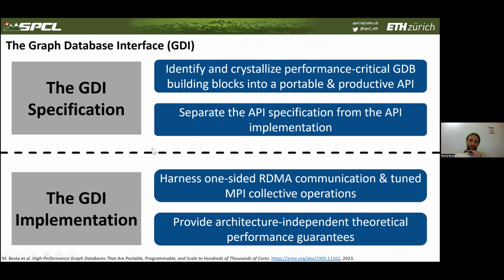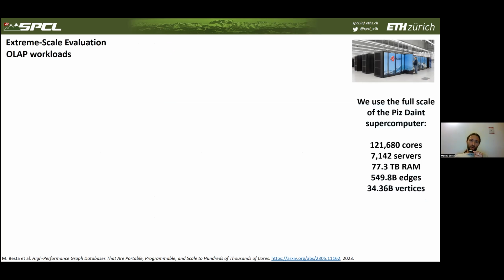And then we separate the API and specification from the implementation, to ensure productivity on one hand, and portability on the other. So the specification itself is fully independent of any architecture underneath. And then in the implementation, we use fully offloaded RDMA operations and tuned MPI collectives for high performance. And with it, we are able to scale our graph database design to a very large scale, using basically the full scale of the Piz Daint supercomputer, running our system on more than 100,000 compute cores, which corresponds to more than 7,000 compute servers.